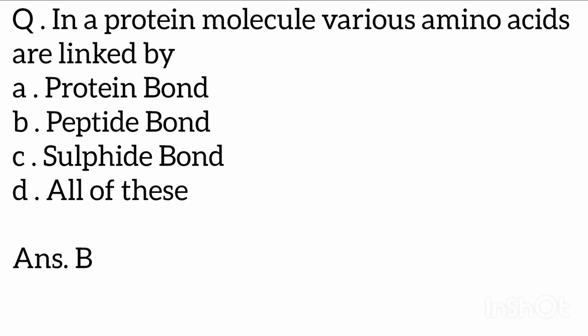Next question. In a protein molecule, various amino acids are linked by option A, protein bond. Option B, peptide bond. Option C, cellulite bond. Option D, all of these. So the answer of this question is option B, peptide bond.